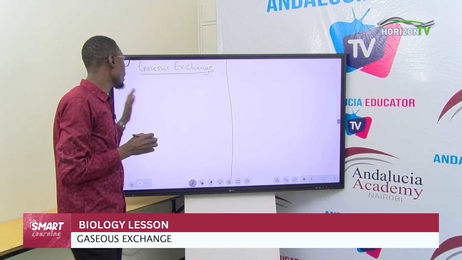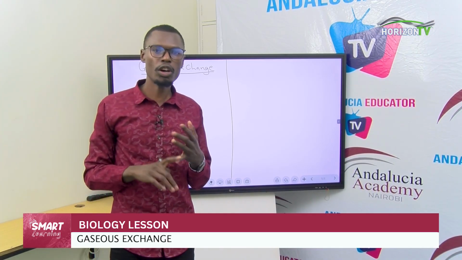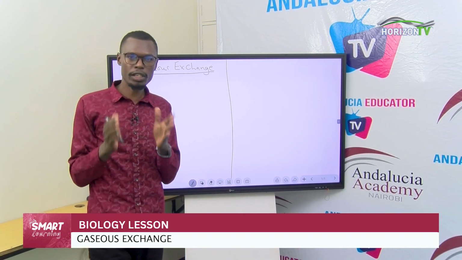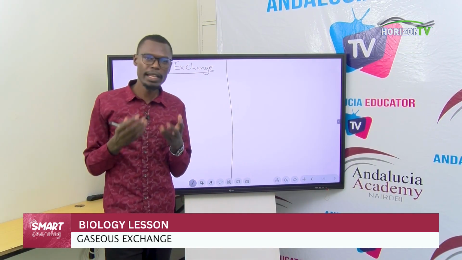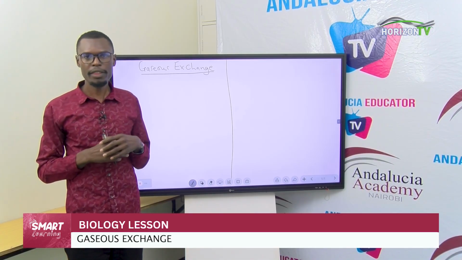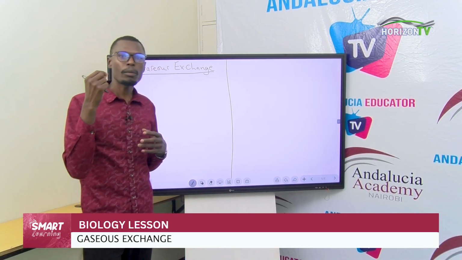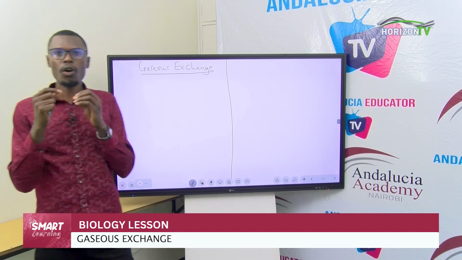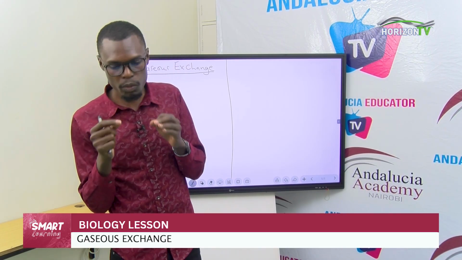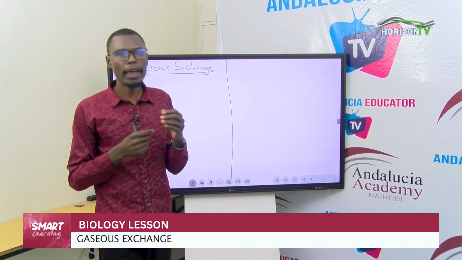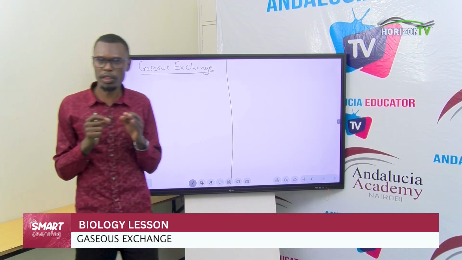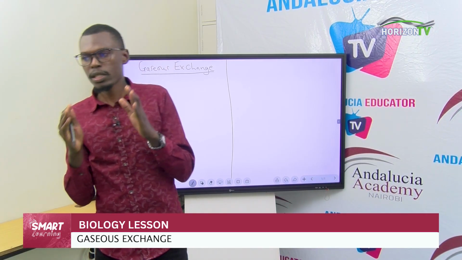The gases that are being exchanged in the body include oxygen and carbon dioxide. The body needs oxygen. Why does the body need oxygen? The body needs oxygen to carry out the respiration process. Therefore, the oxygen must be absorbed by the body through organs. These organs that help to carry out the gas exchange, we are going to learn about them. We have smaller organisms.